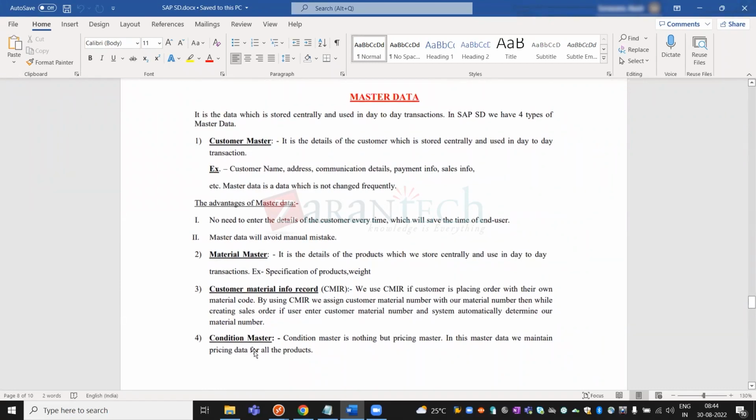Now the next one is condition master data. Condition master data is nothing but the pricing-related master data, meaning all the pricing-related stuff. The total price of the product is taken care of by condition master data. When you create an order for 20 materials or 100 materials, the price is automatically populated for that particular material, and that price-related data is taken from condition master data. So these are the 4 master data we are basically using: customer master data, material master data, customer material info record, and condition master data.